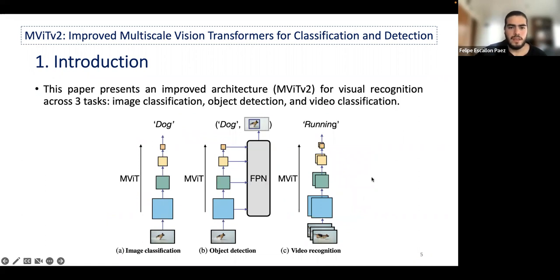So in this paper, they propose some improvements, but specifically what they wanted was to generalize not only for image classification, but also to apply it to object detection and video classification. So as we can see in the image, they use their transformer for image classification and video recognition, but for object detection, they use it to extract the features, and they use a feature pyramid network to generate the object detection.